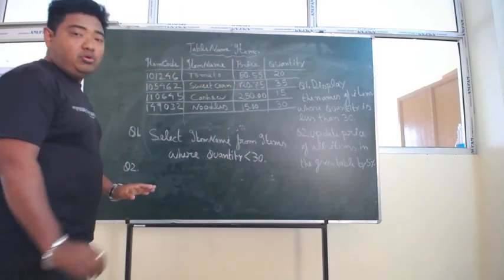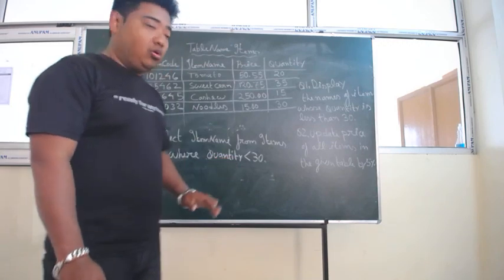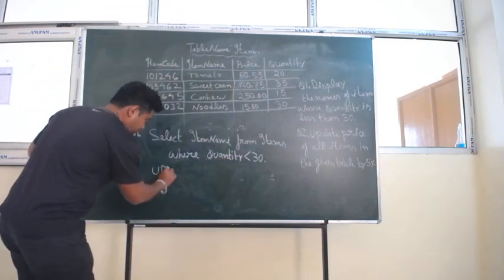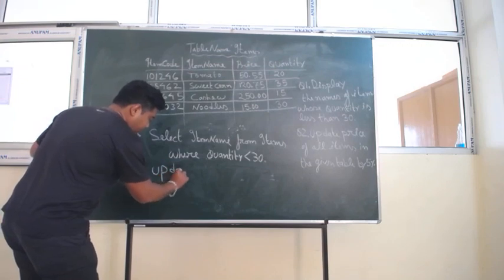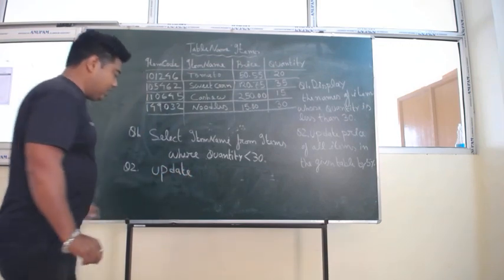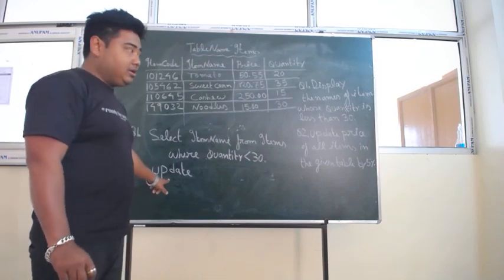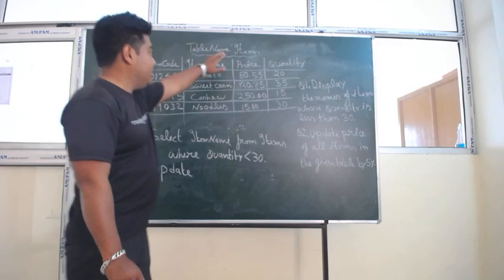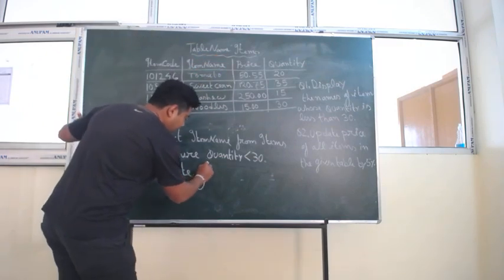For that we are going to use the update clause. So update. See, I have written update. After that, directly you have to write the table name, whatever the table name is. Here it is items: update items.